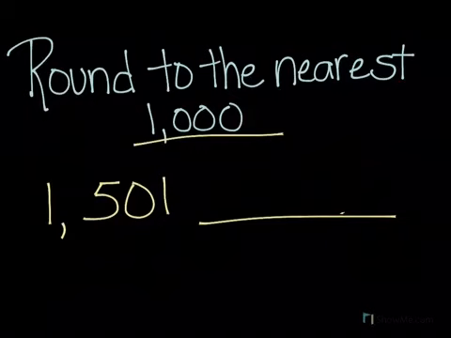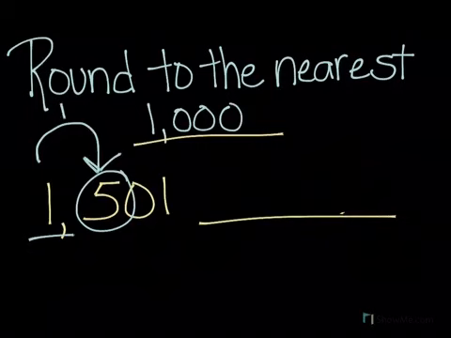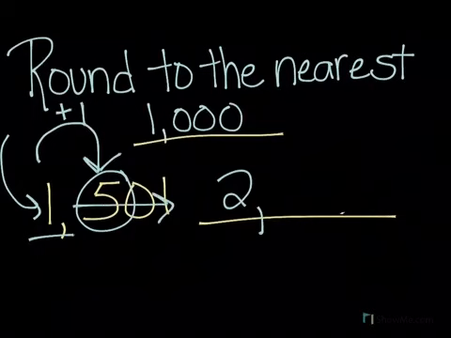Try this one, 1,501. First, underline your thousands place, draw your arrow to the right. We have a 5. 5 or bigger is add 1. I'm going to add 1, so that becomes 2, and these all become zeros.